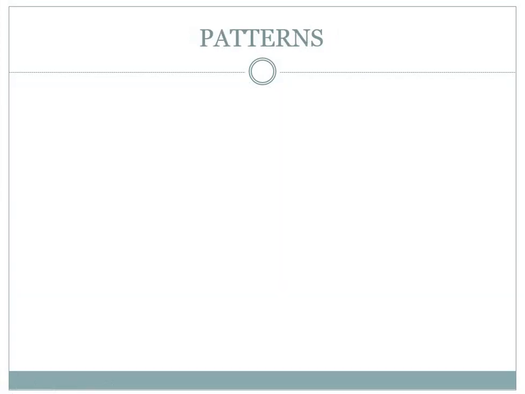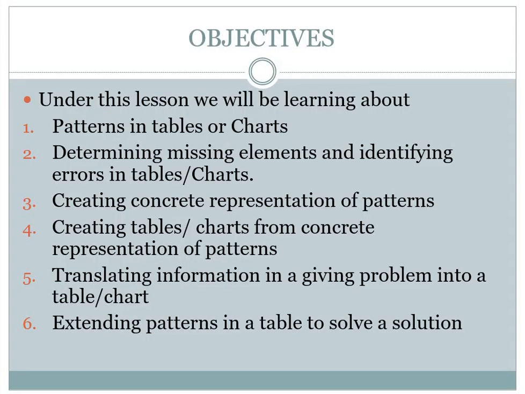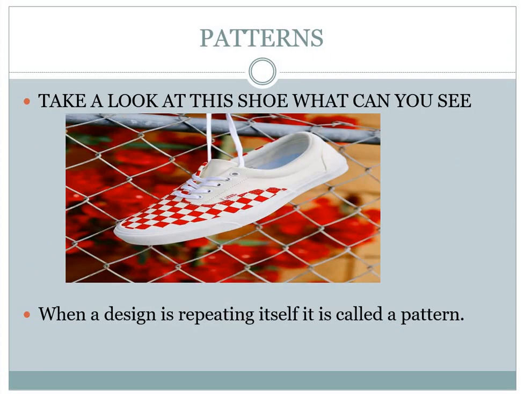So today we are learning about patterns, and I know some way, somehow, most of you have heard the word pattern before. So before we continue our lesson, I want to talk about the objectives of this lesson, what we would have to achieve after we have learned this topic completely. So we'll be able to see patterns in tables or charts. When you see a table and they have arranged things, you should be able to know that this should be here, and this should be arranged this way. Then determining missing elements and identify errors in tables or charts.